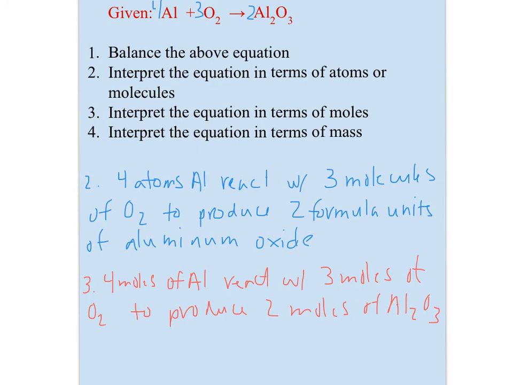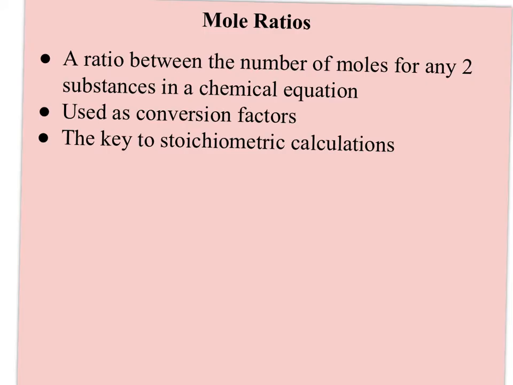But again, this is what you should be thinking when you look at a chemical equation. You should realize it's telling you your ratio of particles, atoms or molecules, or it's telling you molar amounts. And we more often are thinking in moles, so it's a unit to measure. The last idea to talk about with stoichiometry to start is this idea of mole ratios. It's a ratio between the number of moles for any 2 substances in a chemical equation.